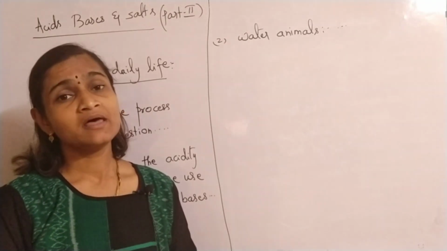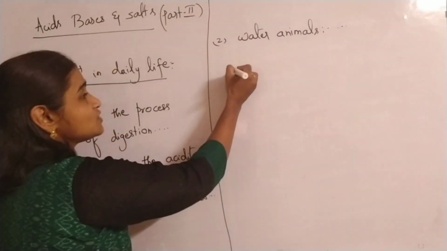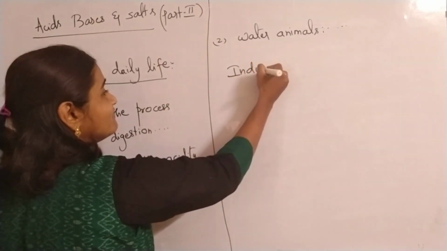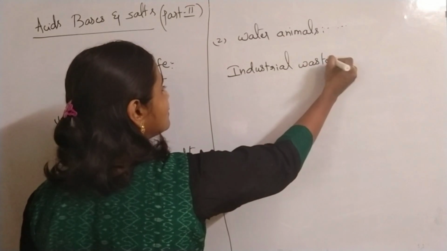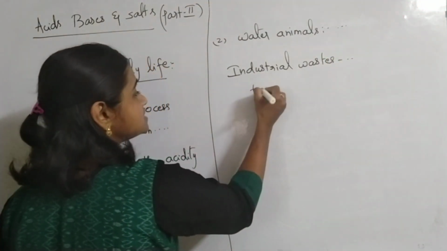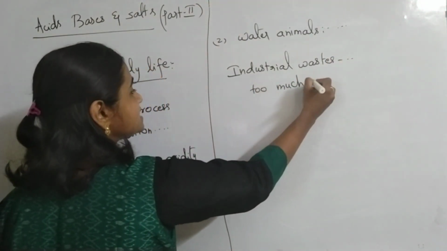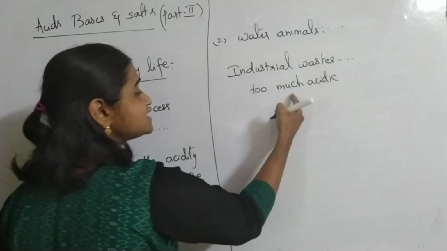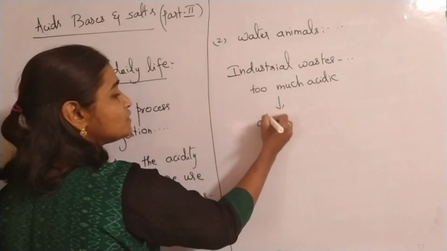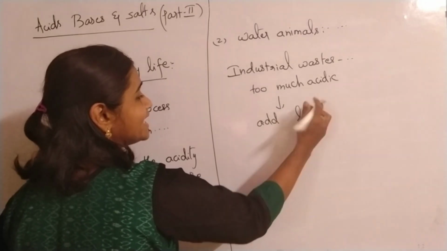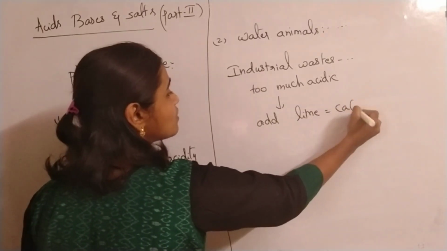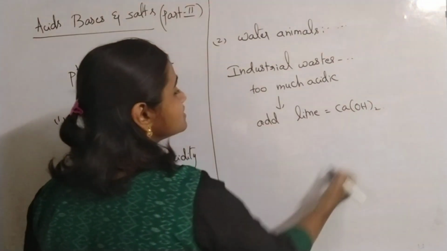Why? Because industrial waste consists of too many acidic substances. To neutralize these acidic substances, we need to add lime water. Now, what is lime? Slaked lime. You have to add calcium hydroxide. So that what happens?